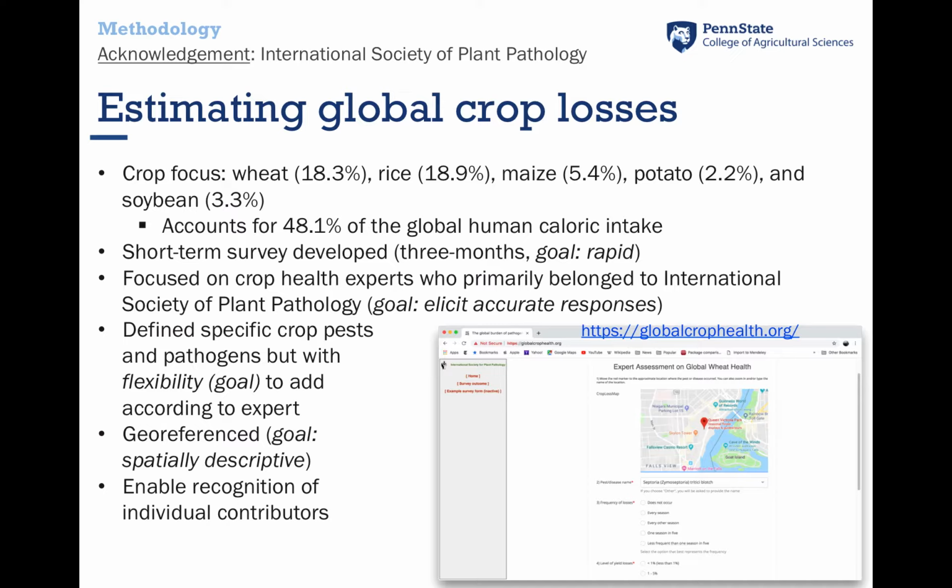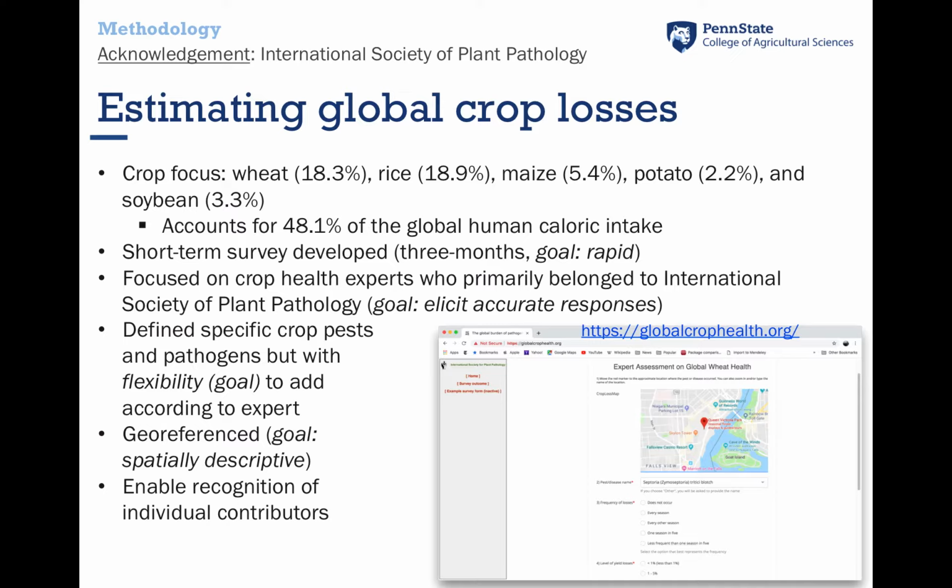The numbers in parentheses are the human caloric intake percentage of each of those. So you're talking about approximately half of the global caloric intake from those sources. We structured the survey to be rapid. So that's this first, it was short term. We did not want it to extend out too long because we were trying to define time periods to do this. And we wanted to make sure we had the best response initially because we recognize that over time, response doesn't go up a whole lot. So that was one of our goals.